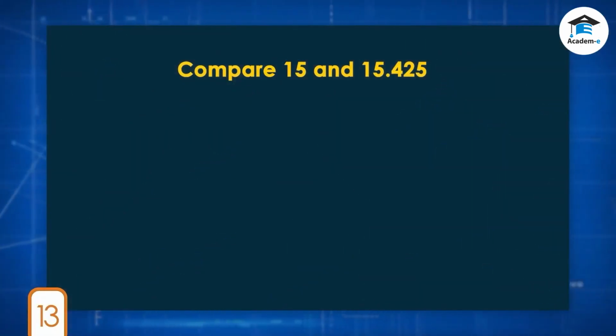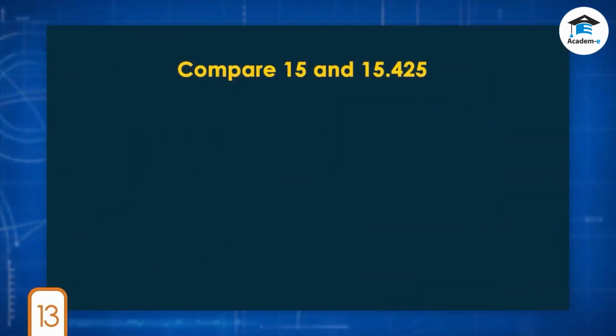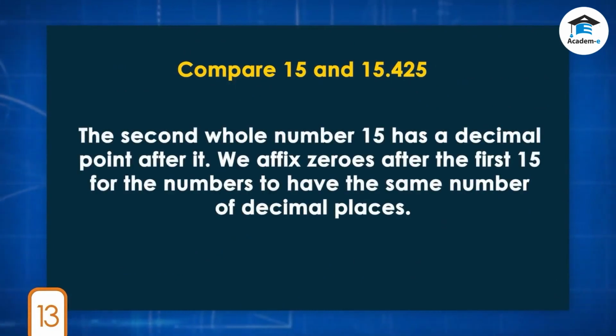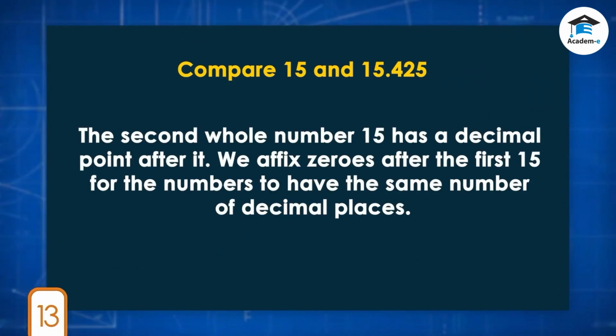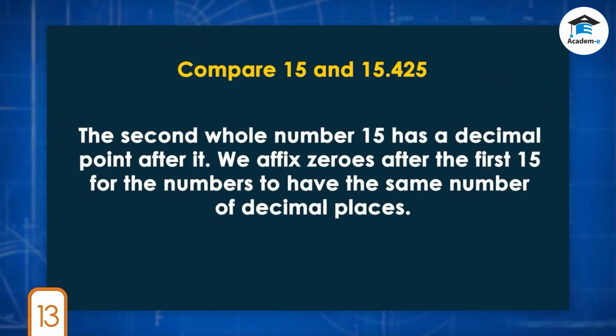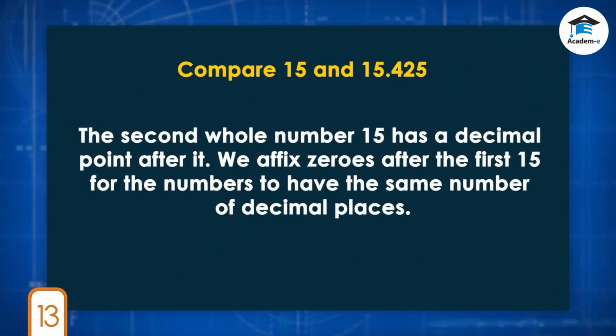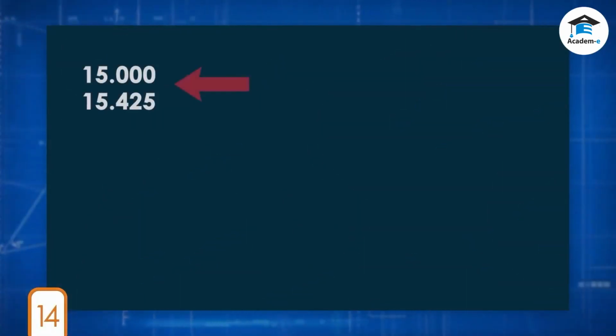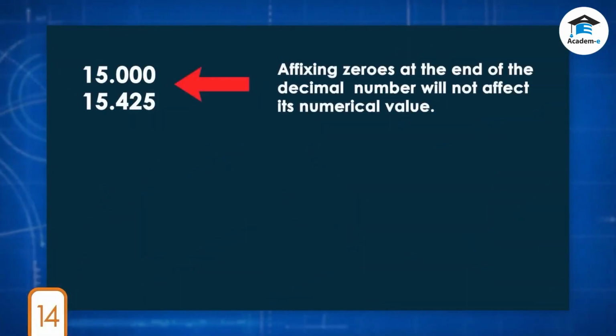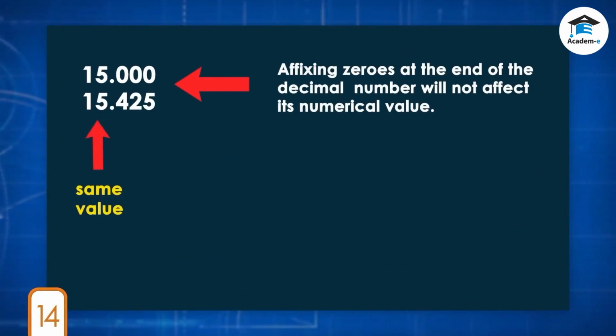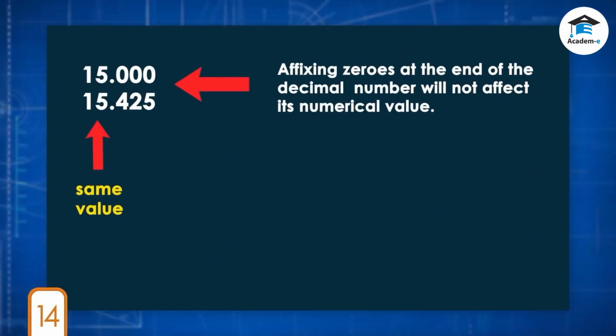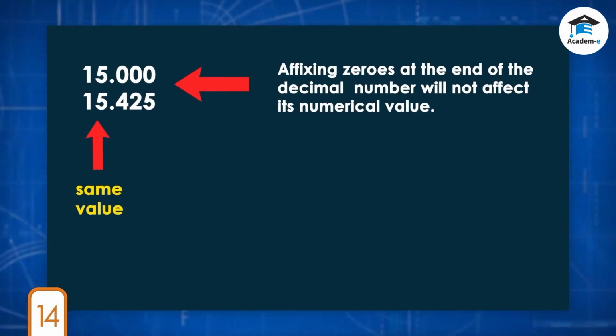Compare 15 and 15.425. The whole number 15 has a decimal point after it. We affix zeros after the first 15 for the numbers to have the same number of decimal places. Note: affixing zeros at the end of the decimal number will not affect its numerical value. Now, let us compare the tens and ones digits. They have the same value.